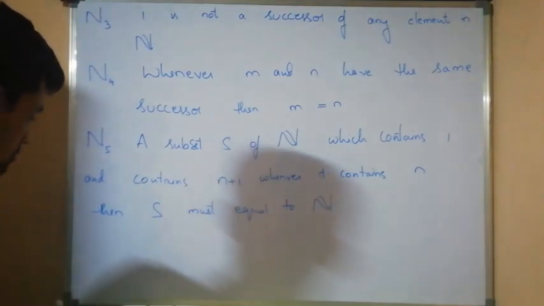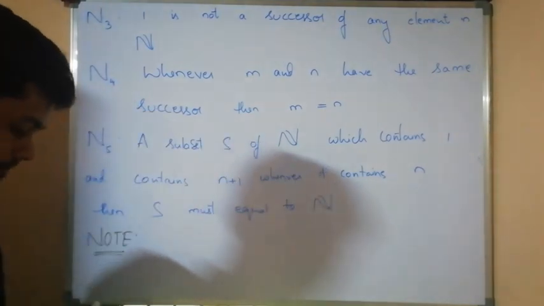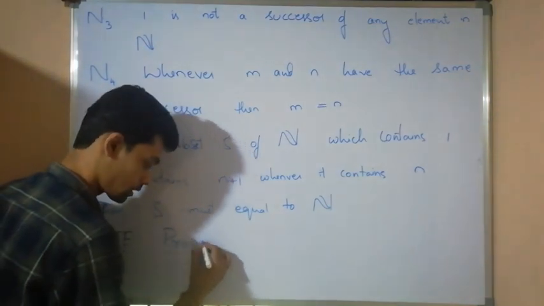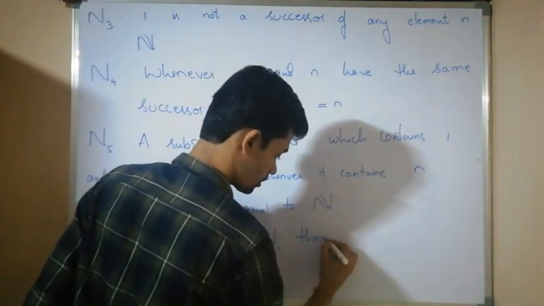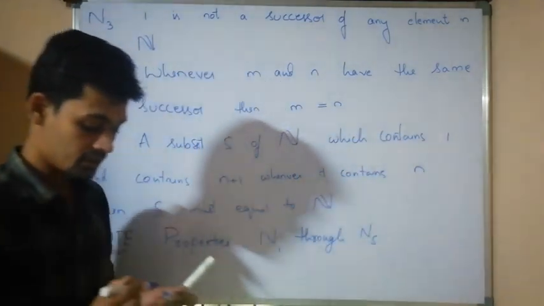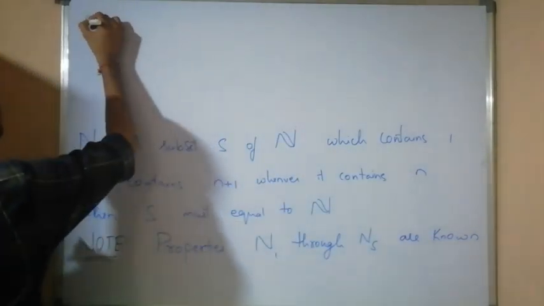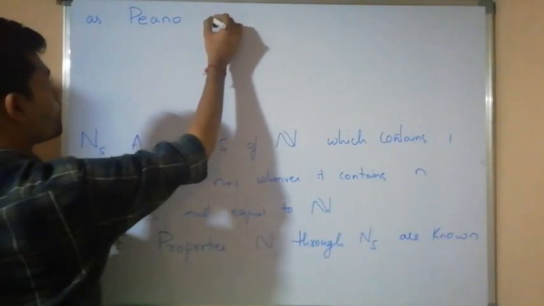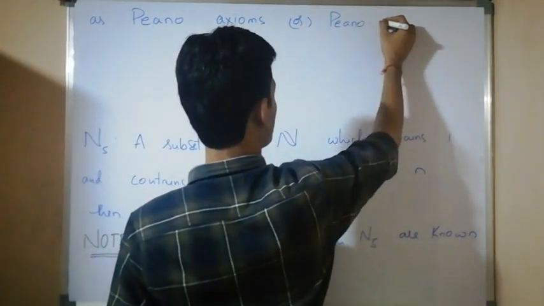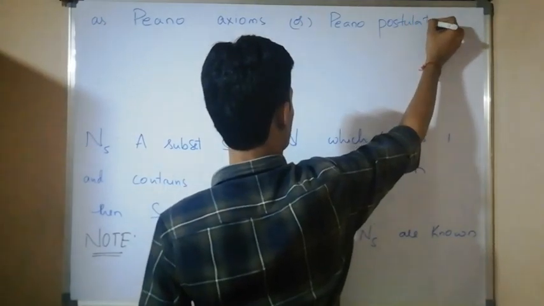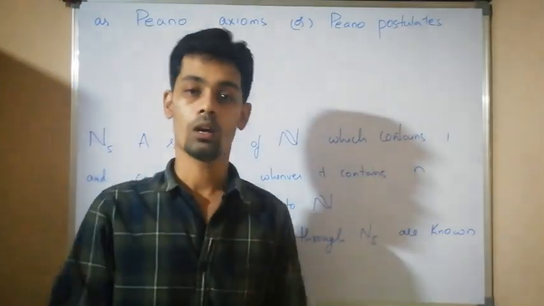Note: properties n1 through n5 are known as Peano axioms, or Peano postulates. These five properties from n1 to n5 are known as Peano axioms or Peano postulates.